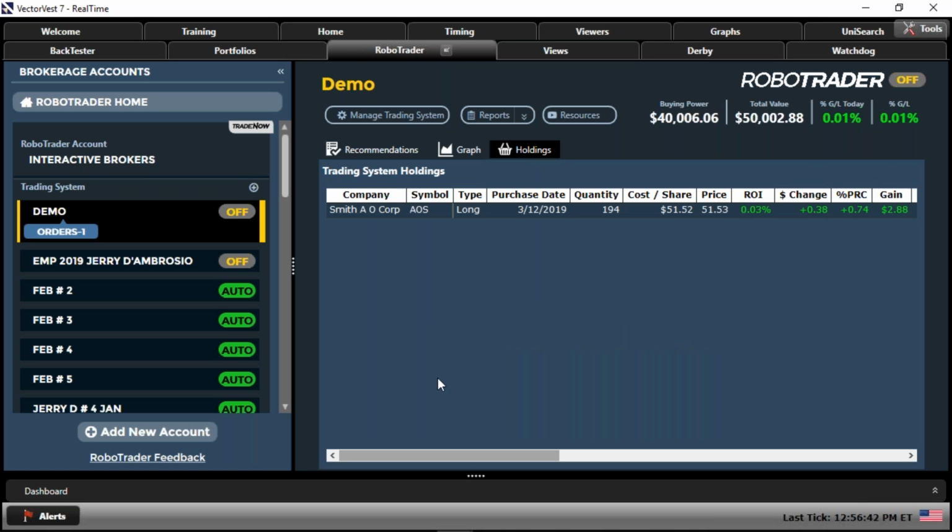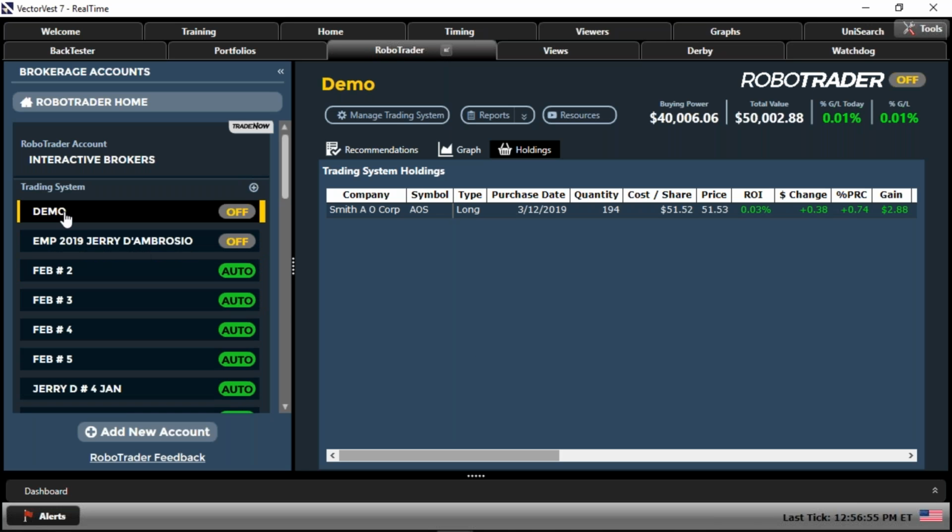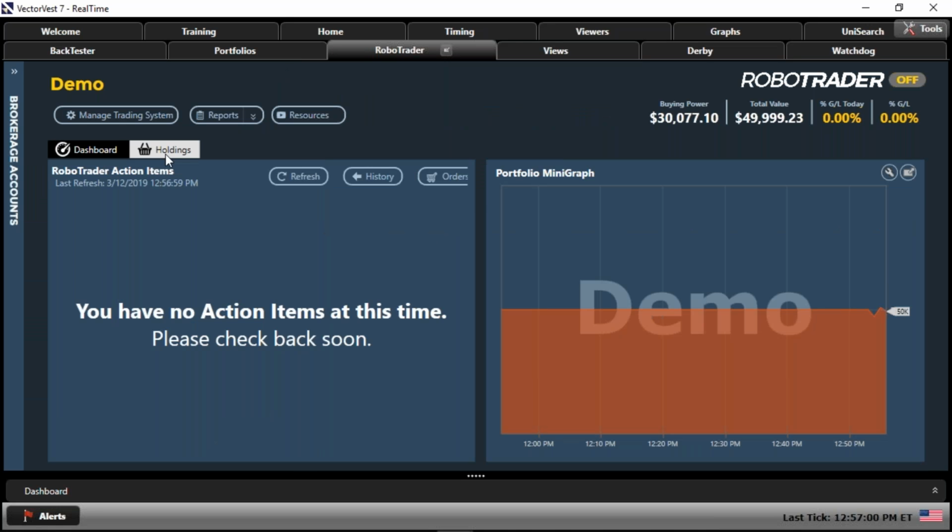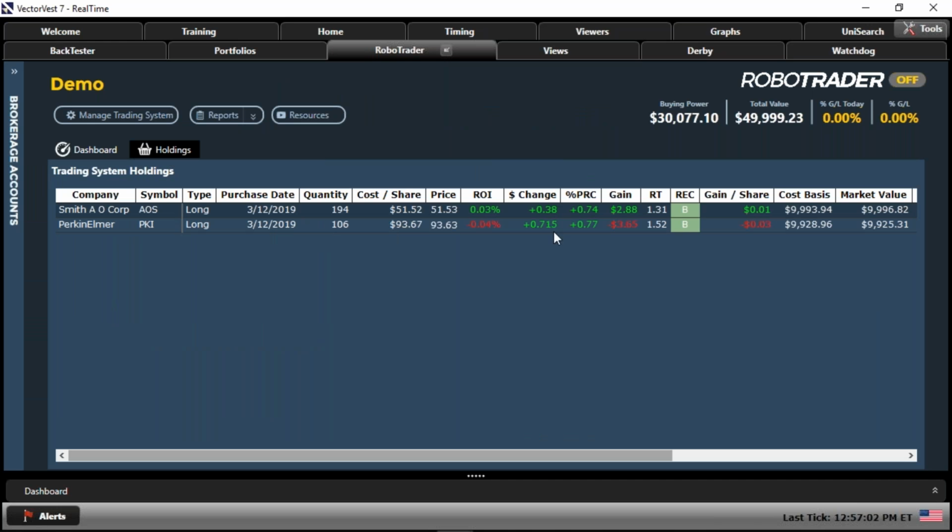And when it's executed, it'll place it into this portfolio. Put it right underneath AOS, I believe. So again, still pending, not quite executed yet. There we go. So it disappeared, and there it is. There it is. Same information. Now you're able to track both stocks.